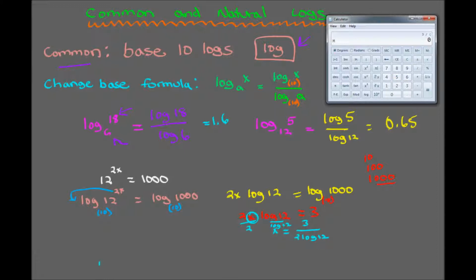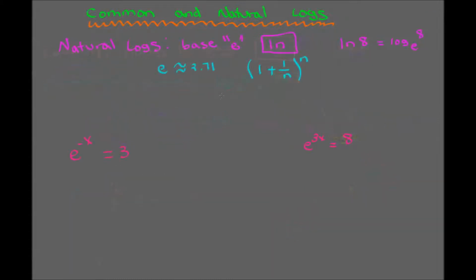In this case, we have 2 and log 12 that are being multiplied, so you should add the parentheses in the denominator. So we have 3 over 2 times the log of 12. And now press enter, we get approximately 1.39.